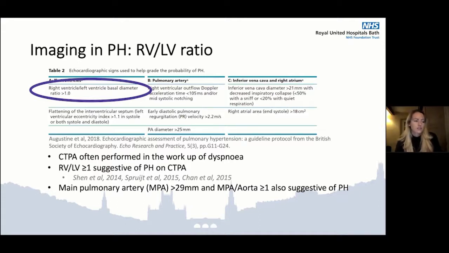Dilatation of the main pulmonary artery, i.e. a diameter greater than or equal to 29 millimeters, and an aorto-pulmonary ratio greater than or equal to 1, i.e. the ratio of the main pulmonary artery diameter to the ascending aortic diameter, are also recognized features of pulmonary arterial hypertension, which translate to CT.